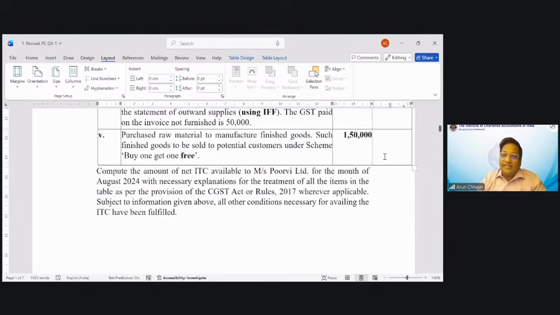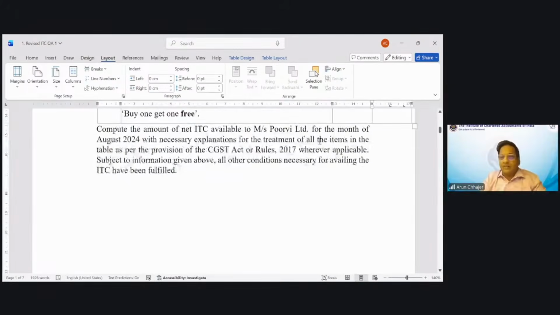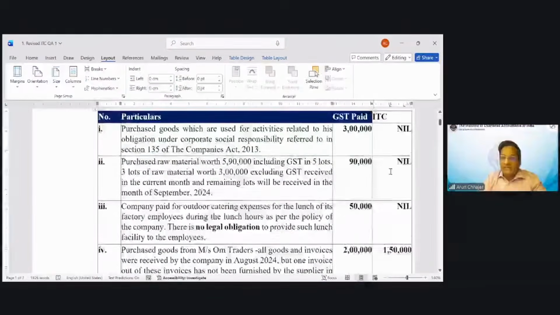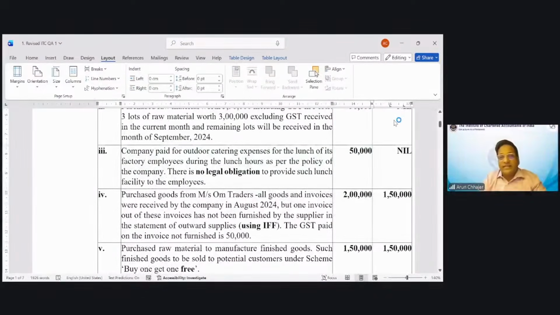Can I say the entire 1,50,000? Yes, entire 150 is available. तो कितना available हो गया? Total करना 150, 150, 3 lakhs. That's it. Total ITC available is 3 lakh. ठीक है. Any other things which I need to do? No, no.